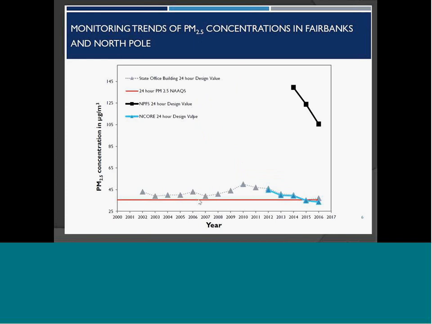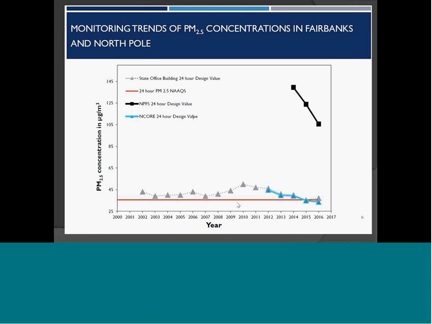And so here's getting into the design values and what attainment is based on. In this graph, we have a couple of different trend lines. On the bottom that's dotted is the state office building that has the historical information, and we have the in-core site, which is just outside the main borough building. Then we've got North Pole up here. And the red line is where we need to be. So it demonstrates how far we have to go.